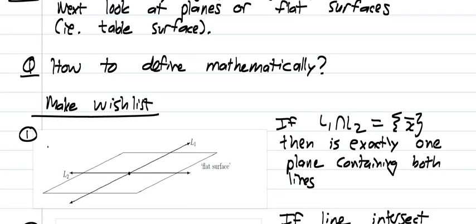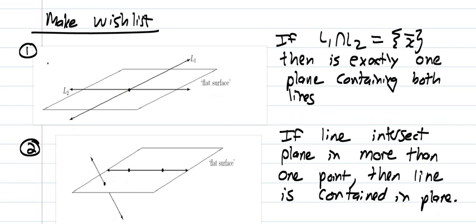If we have two lines, so think of rulers, and they intersect in a unique point, then we want there to be exactly one plane containing both lines. So this is the first one on our wish list. If two lines intersect in a unique point, in a singleton, then there is exactly one plane containing both lines.